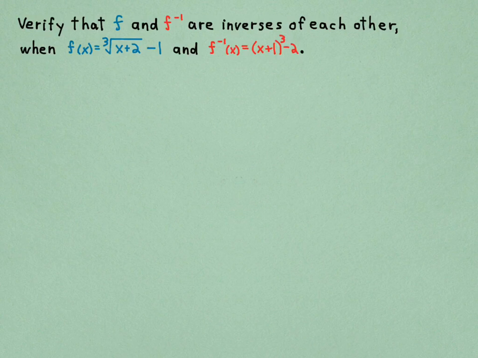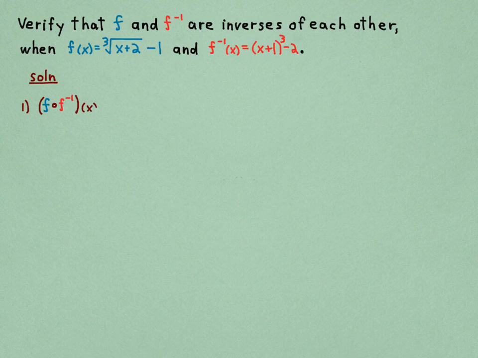by composing f compose f inverse and show that you get the identity function, which is just x. So f compose f inverse of x equals x, and then compose them the other way and see that you get x.